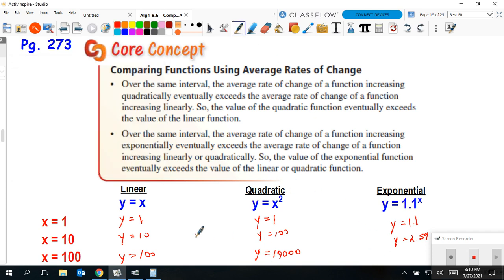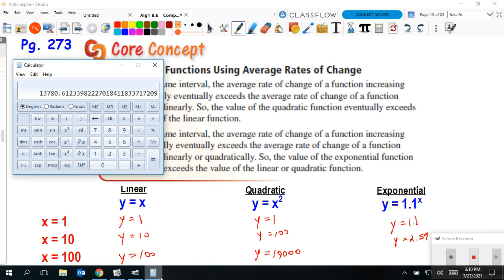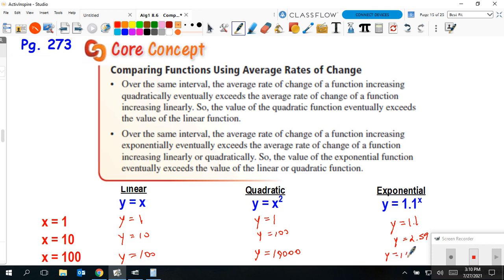100, I lost it there. At day 100, we're at $13,780 with like 61 cents. I won't put the cents down, but 13,780. So y is equal to 13,780. So the exponential one at this point, in this interval between 1 and 100 days, the exponential has now overtaken the quadratic and the linear, as you can see.